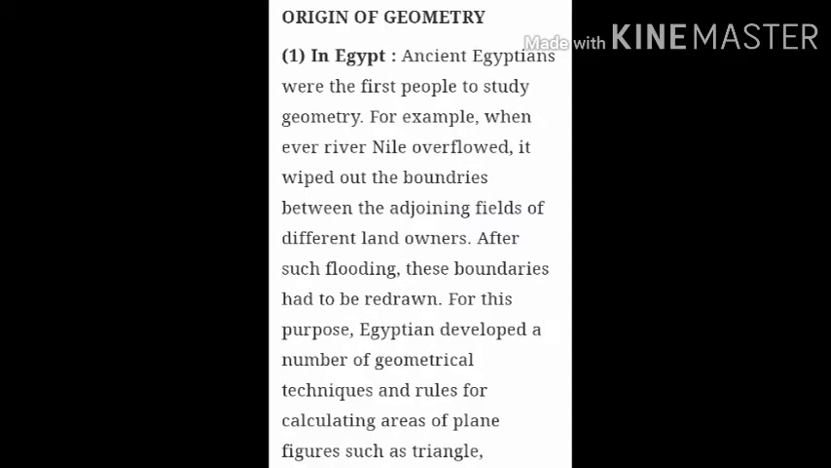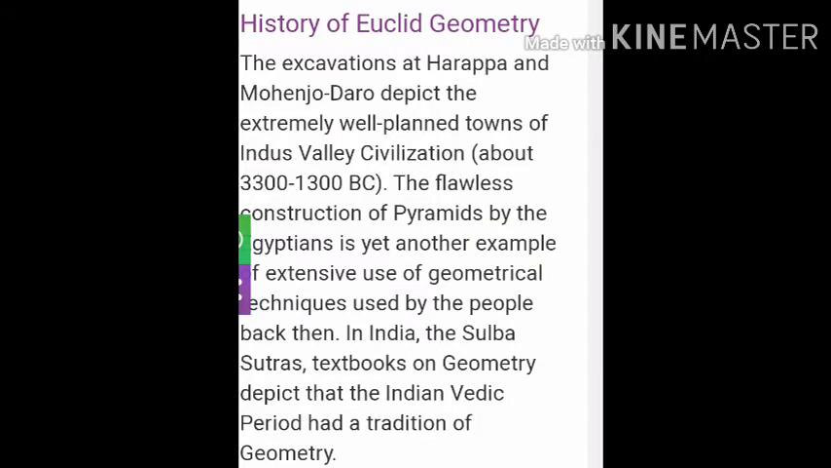Horizon of geometry. In Egypt, ancient Egyptians were the first people to study geometry. For example, whenever the river Nile overflowed, it wiped out the boundaries between the adjoining fields of different landowners. After such flooding, these boundaries had to be redrawn. For this purpose, Egyptians developed a number of geometrical techniques and rules for calculating areas of plane figures such as triangle, rectangle, etc.